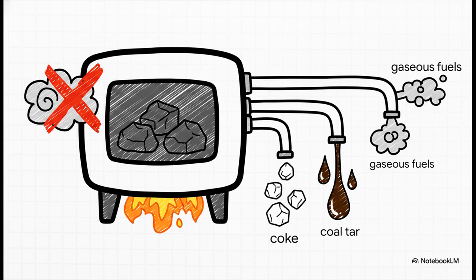And hey, we don't just crack liquid oil, we also hack solid coal through something called destructive distillation. By heating coal in the complete absence of air, a process called coking, we prevent it from just burning up into useless ash. Instead, it breaks down to produce incredibly pure carbon coke used for blast furnaces, alongside valuable aromatic coal tar and highly combustible gaseous fuels.